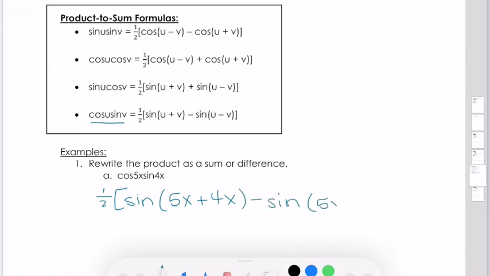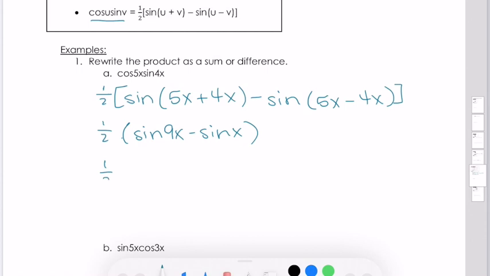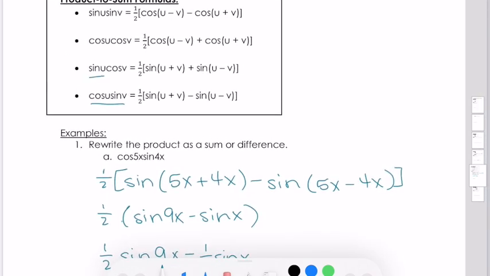And the first part of your homework will really just be doing this, switching from a product to a sum, and then other parts of the homework will be actually solving like we will in examples to come. But you can see here I'm just adding 5x and 4x and subtracting 5x and 4x. And then the last thing I do is distribute that 1/2 to both trig functions. And that's it. So that'll be the first part of your homework, just rewriting the product as a sum.